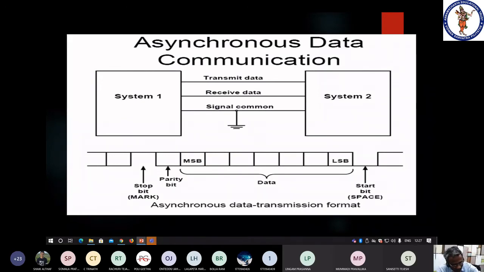Let us see why the start bit is 0. Normally, when there is no communication between system 1 and system 2, the signal line is forced into the idle state. During the idle state, the signal line consists of a sequence of ones, that is, 1 1 1 1 1 1. That is the indication of idle communication, and there is no communication between system 1 and system 2.